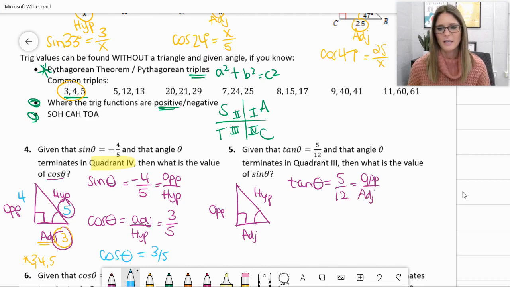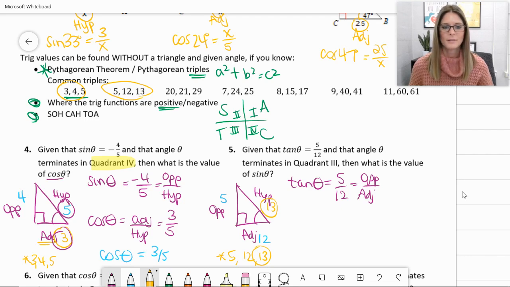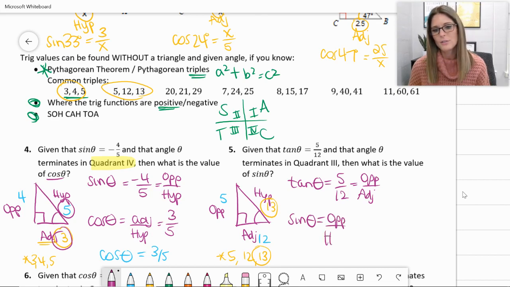So I'm going to go over here and label my opposite 5. My adjacent is 12. And looking at my Pythagorean triples, 5, 12, 13. Now remember, your hypotenuse is always your longer side, so I am missing 13 for my hypotenuse here. Back to our problem, we are looking for sine theta. Sine is opposite over hypotenuse. My opposite was 5. That hypotenuse we just found was 13.